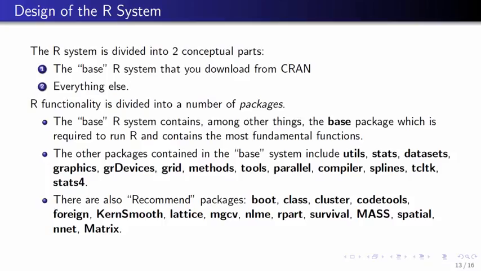The basic R system can be thought of as divided into two conceptual parts. There's the base R system that you download from CRAN, the Comprehensive R Archive Network, which is the go-to place for all things R. And then there's everything else. The base system contains what's called the base package, which has all the low-level fundamental functions that you need to run the R system. There are also other packages contained in the base system, including utils, stats, datasets, graphics, and a bunch of other fundamental packages that more or less everyone might use.